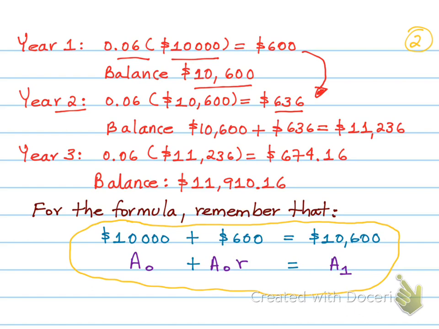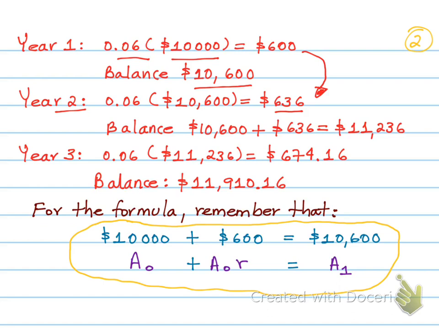So the balance is 10,600 plus 636. So that's 11,236. In the next year, that'll be year number 3, we multiply 0.06, that's 6%, by 11,236. That's 674.16. So the final balance would be 11,910.16. So you can see from this information that the formula could be the following.